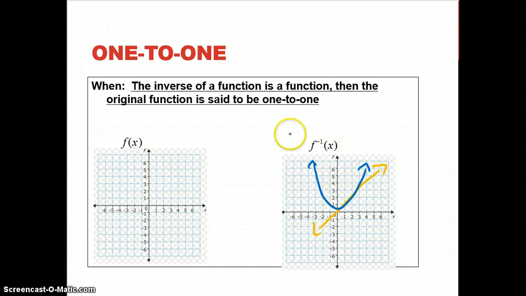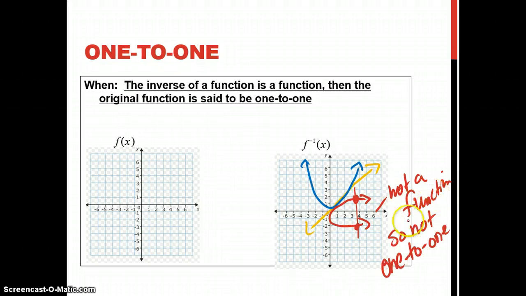Again, I'm just finding the inverse and graphing the inverse to see if it's a function. If it passes the vertical line test, it is a function. If I graphed the inverse and it was like this, it fails the vertical line test. It hits here and here. This is not a function. So if the inverse is not a function, it's not one-to-one. In order to be one-to-one, the graph of the inverse must also be a function.